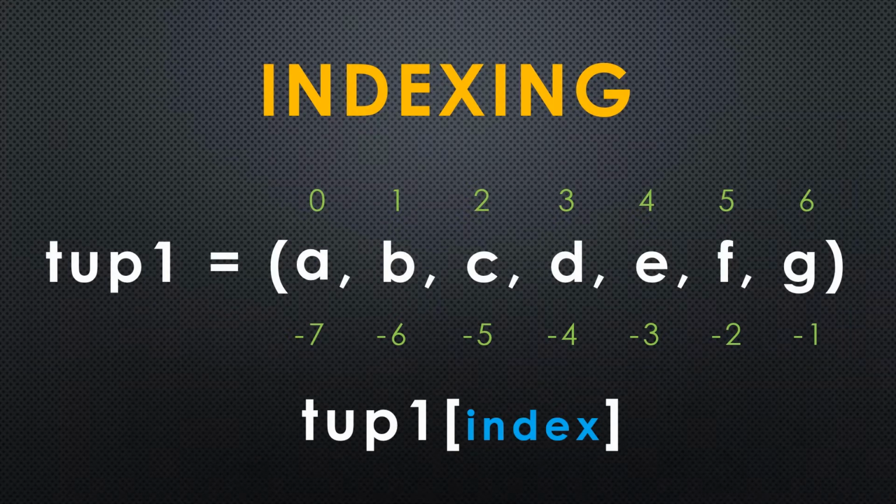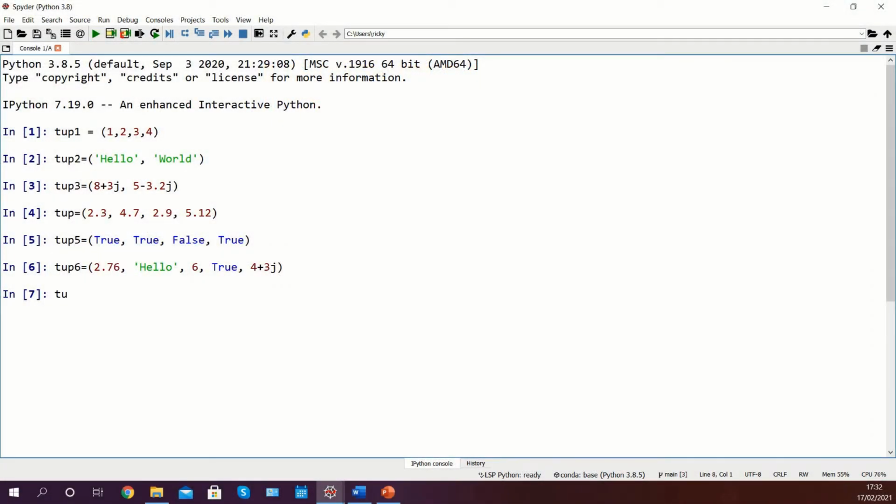Having learnt this easy way of identifying elements within a series by their position, let's try and retrieve elements from some of the tuples we created earlier. If we say tuple 1 index 0, then that will return the first element of our tuple 1, which in this case is the number 1. If we say tuple 1 index 1, then it will return the number 2. Similarly, if we say tuple 1 index minus 1, then it will return the last value in tuple 1, which is the number 4.